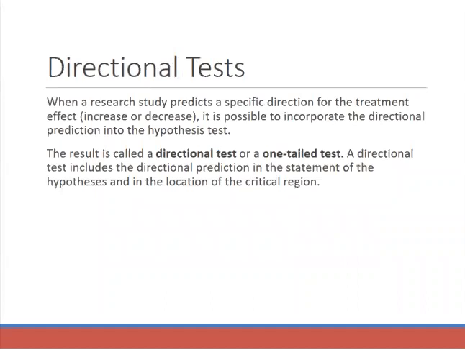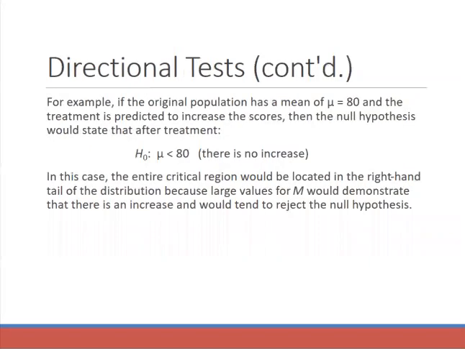And so when a research study predicts the specific expected direction of a treatment, it's possible to incorporate that direction. And again, a directional test includes a specific directional prediction in the hypothesis, and also we consider this in the location of the critical region. Right, so if we have an original population that has a mean of 80 and the treatment is expected to increase scores, then the null hypothesis would state that after treatment, we expect the mean to be less than 80. So basically, there's no increase.